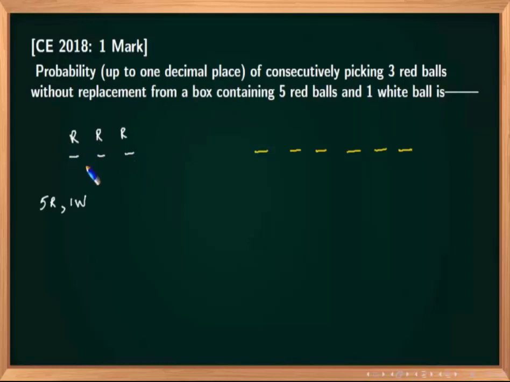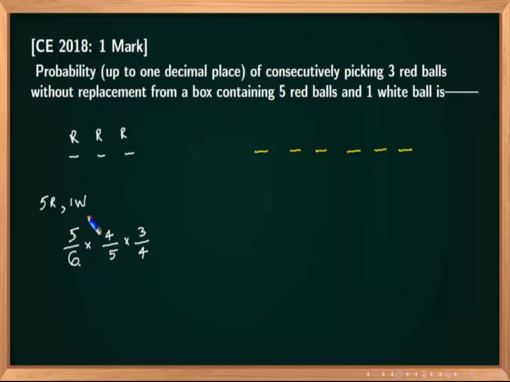In such a case, for the first to be a red, out of 6 I have 5 which are reds. So 5 by 6 will be the probability of getting a red ball in the first picking. Now in the second picking, I'll be left with only 5 balls because I am picking without replacement, of which 4 will be red, because I've already picked a red ball in the first chance. Now I'll be left with only 4, out of which 3 will be red.